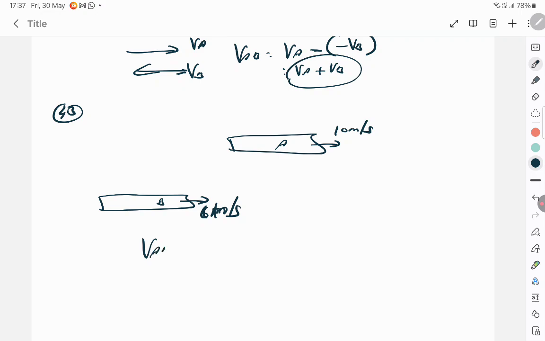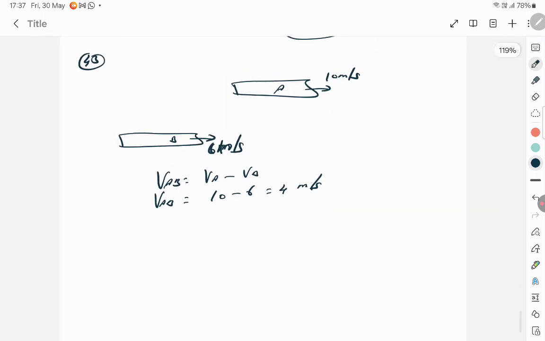So the velocity of A relative to B is VA minus VB. Both of them are in the positive direction. So VA is 10, VB is 6. So 4 meter per second is the relative velocity of A with respect to B. If you're sitting in B and you're looking at A, that's what it means. The velocity of A with respect to B, so you're sitting at B and observing A.